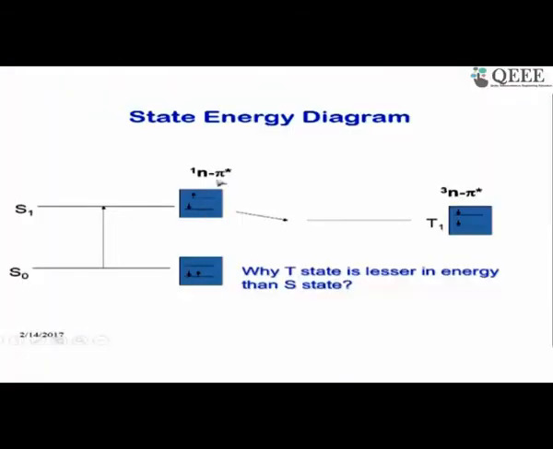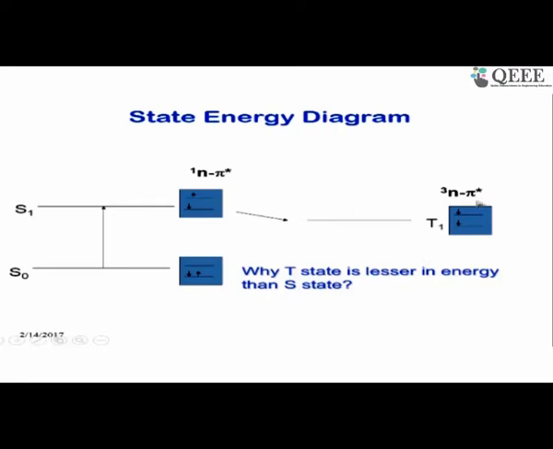In some photochemistry textbooks, you might see notation like singlet n to pi star, triplet n to pi star, which only means that the electronic transition involved is the n to pi star electronic transition.